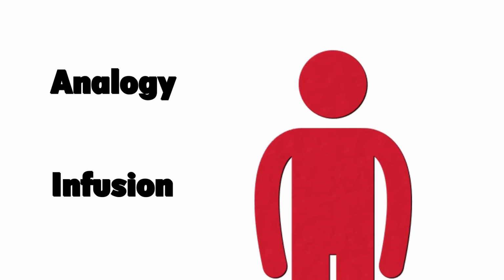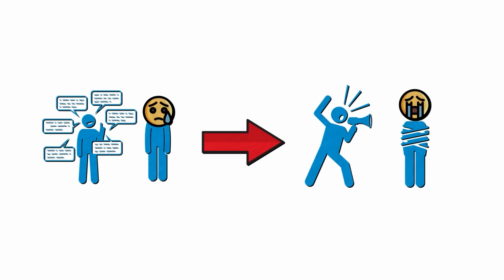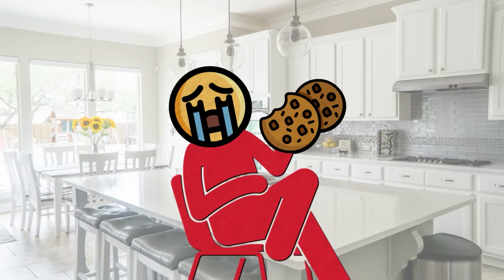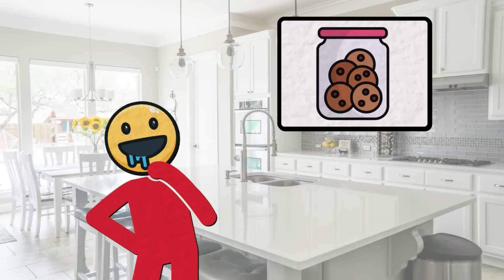My 2 favorite methods to shift the audience's perspective are analogy and infusion. With analogy, you take the current narrative and compare it to a similar situation that's a lot more dramatic. For example, I once wrote a short story about blowing my diet. I was at home alone and I couldn't stop thinking about the box of cookies I had in the cupboard.